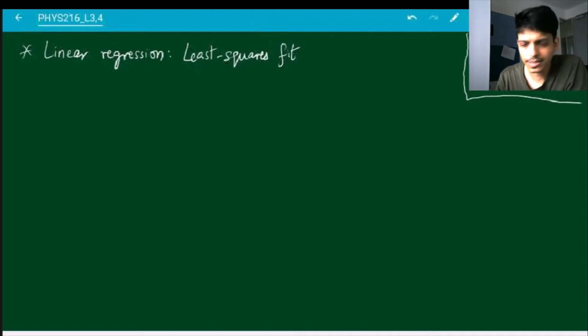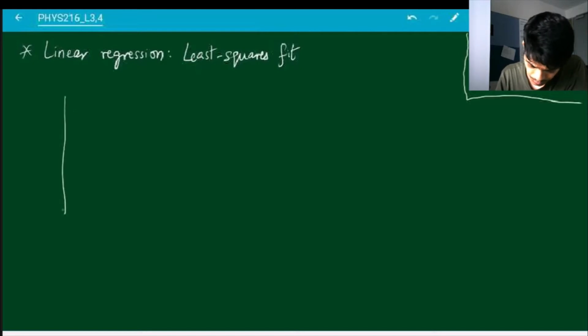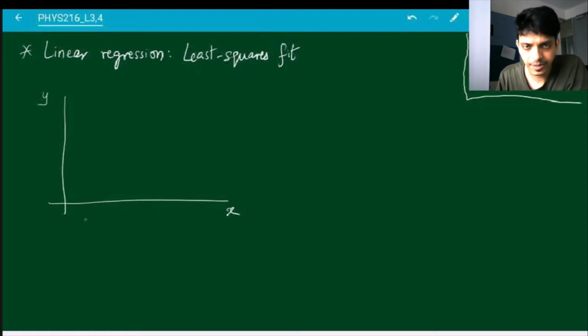So this has happened to you before. You have done experiments in the lab. So there is some x, there's some y. So you have been varying x and you've been measuring y, and you're trying to see how x and y are related to each other. So you get some data points.